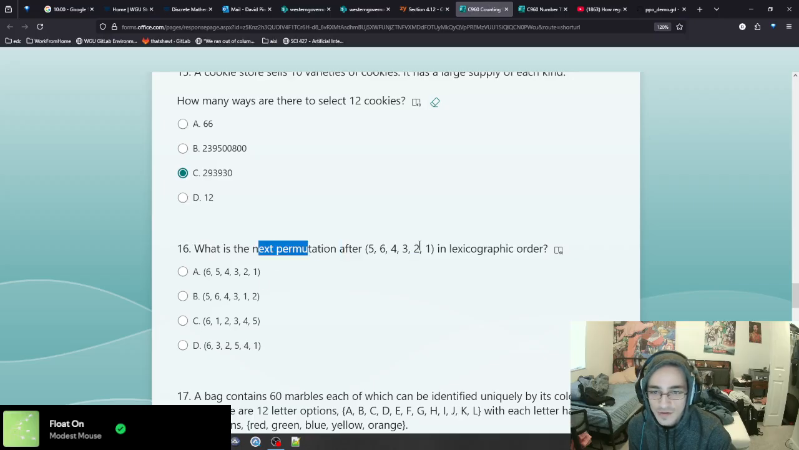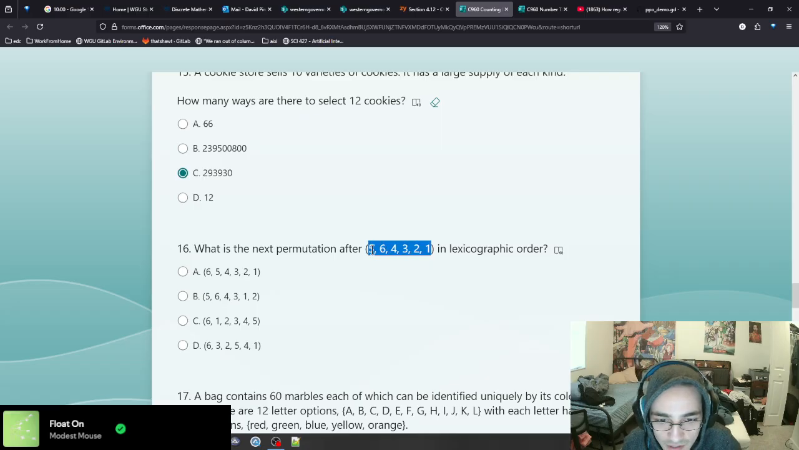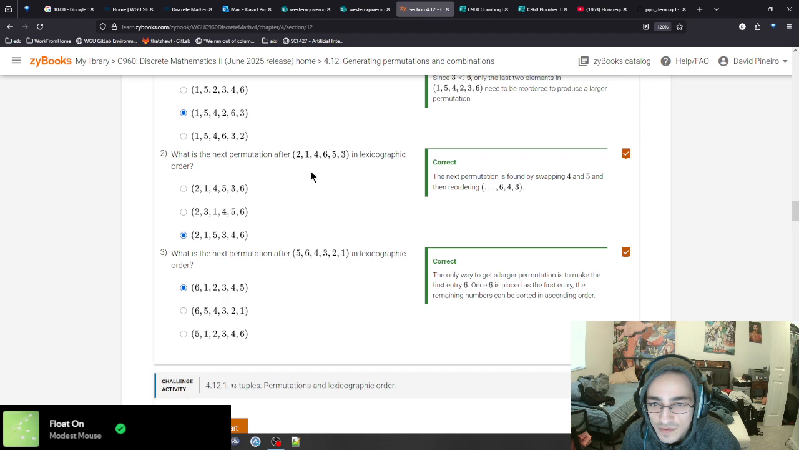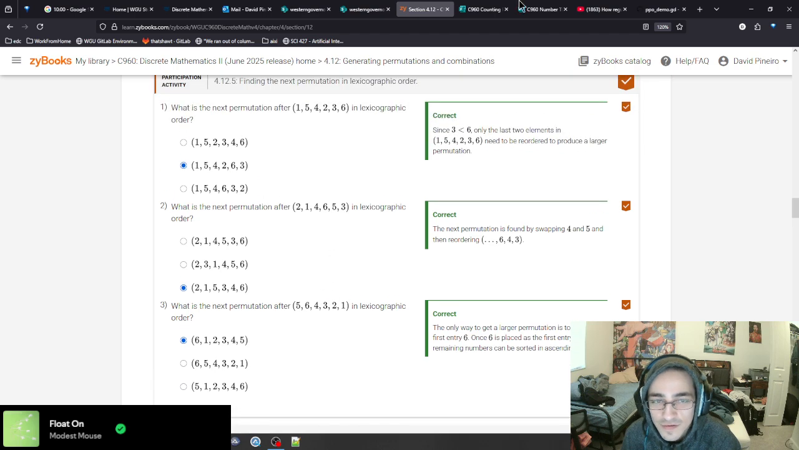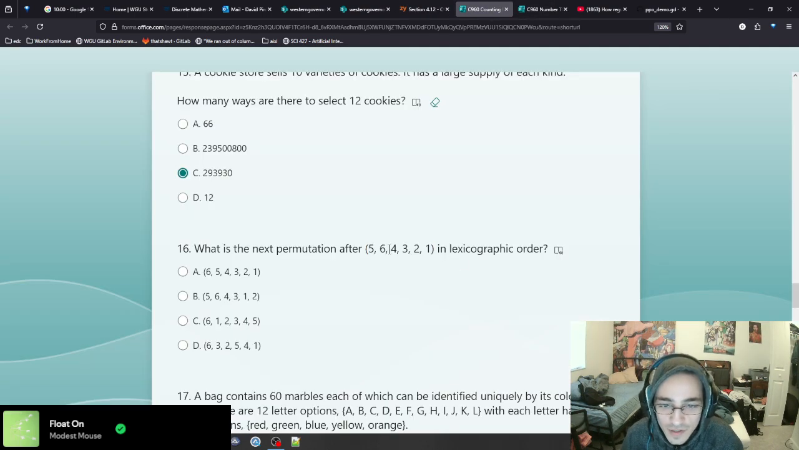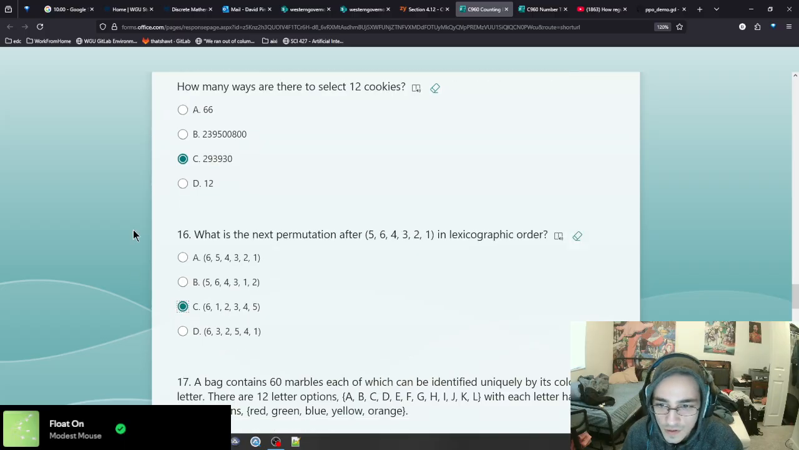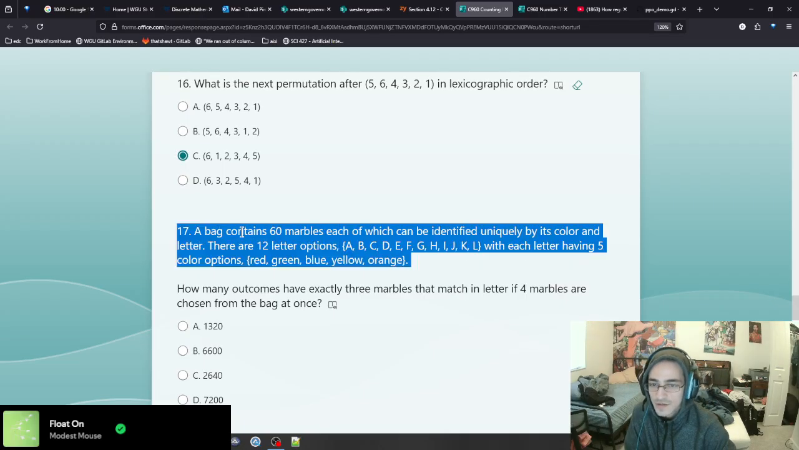Alright, look at this. Easy peasy question. Hey, look, I just did this, right? 1, 2, 3, 4. Is it the same thing? Yes, it is. Anyways, so we find the smallest 5, swap it with 6, 5, and you flip everything. So 1, 2, 3, 4, 5, 6. Yes, sir. Alright, look at that.